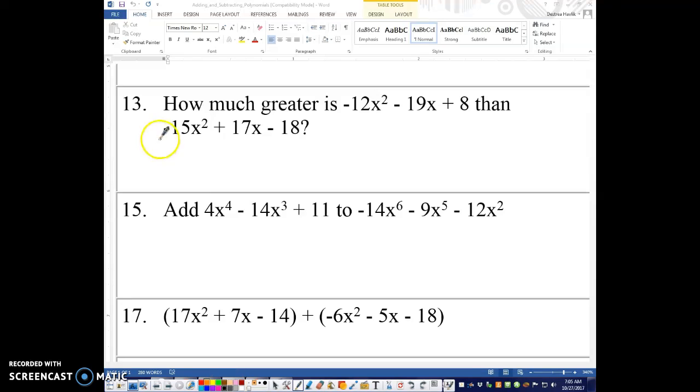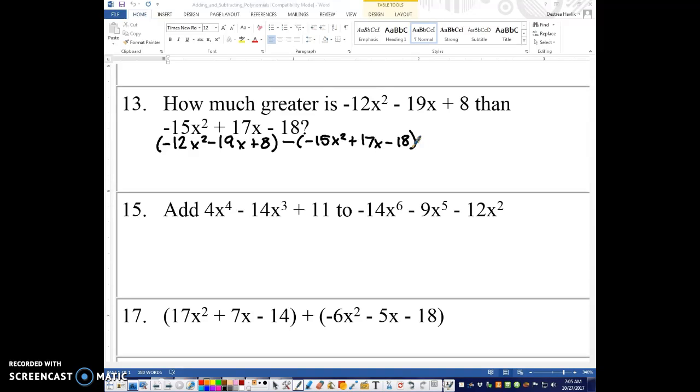Okay, so again, we're going to write it out. Negative 12x squared minus 19x plus 8. And let me explain it this way. If someone asks you how much greater is 20 than 18, if you subtract 18 from 20, you'll see that it's 2. So 20 is 2 greater than 18. That's why we're subtracting. Okay, so then minus negative 15x squared plus 17x minus 18.